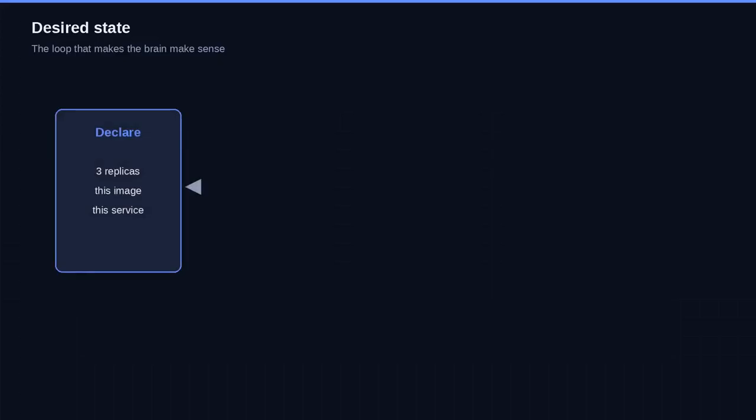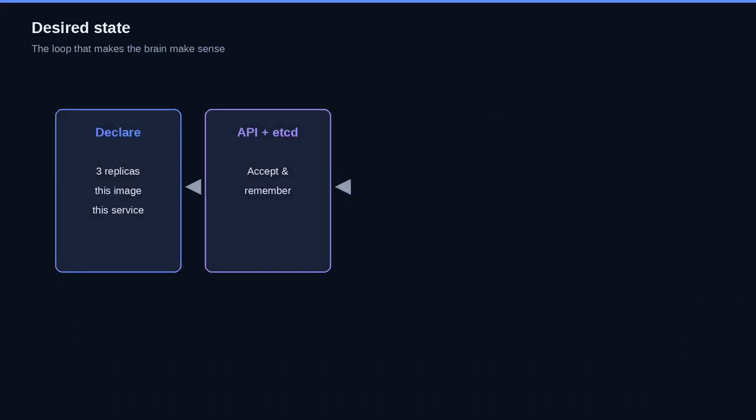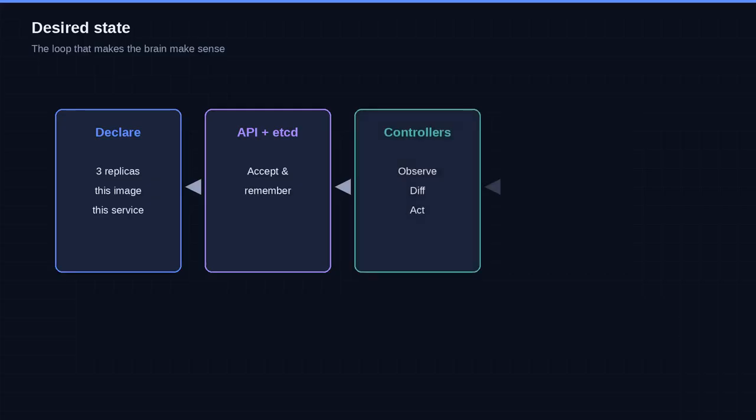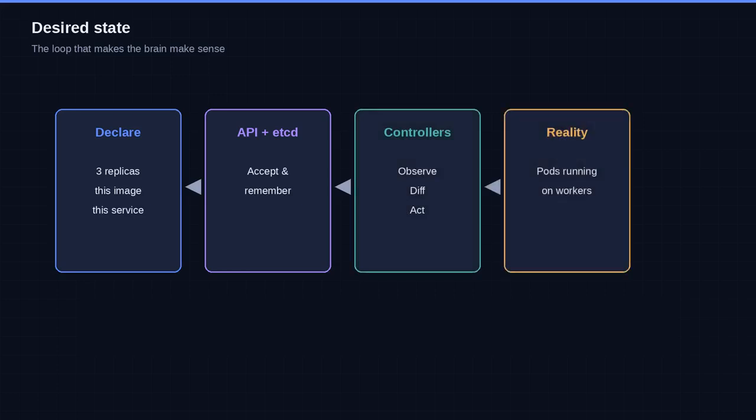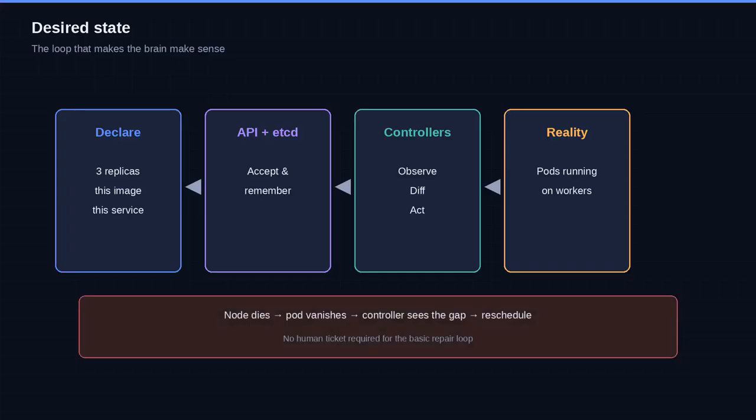Here's the idea that makes every control plane component click. You do not SSH into 20 machines and push containers by hand. You declare a desired state. I want 3 replicas of this pod, labeled like this, reachable like that. The API server accepts the declaration, etcd remembers it, controllers watch the difference between desired and actual. When a node dies and a pod vanishes, the system does not wait for a human ticket. A controller notices the gap and works to close it.